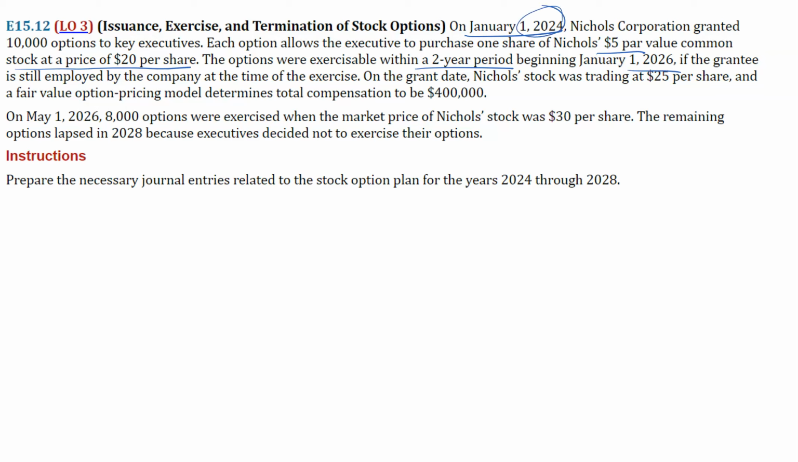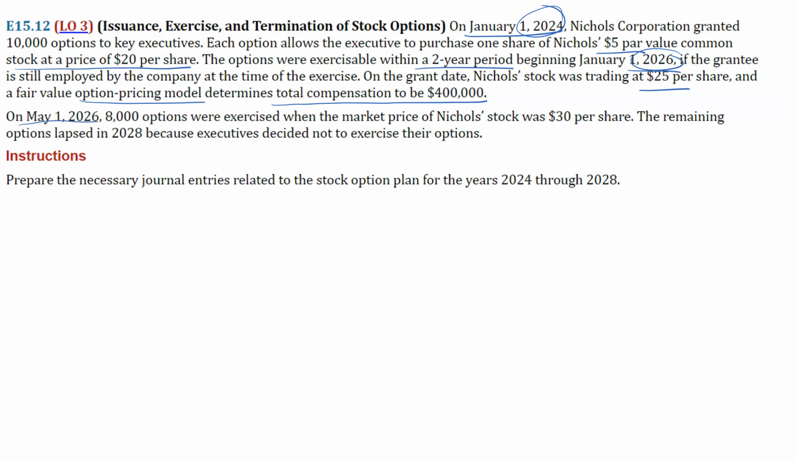That means here the service period will be 2 years, and then options will expire after 2 other years. The granted stocks were trading at $25 per share, and they used the option pricing model to determine the value of the options granted to the executives. Based on that, the total compensation amount will be $400,000, which we will record over the 2-year service period.